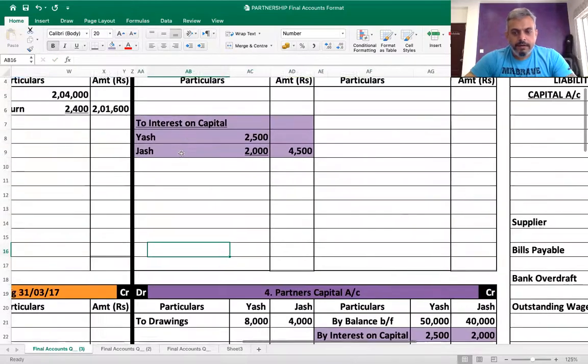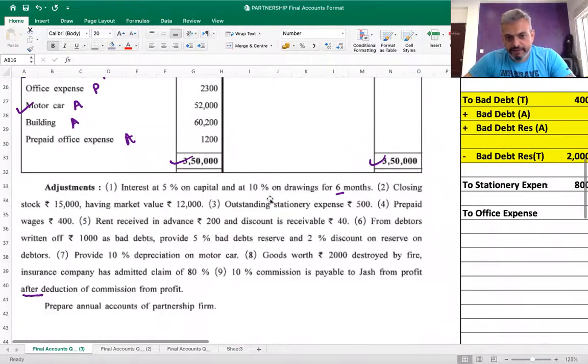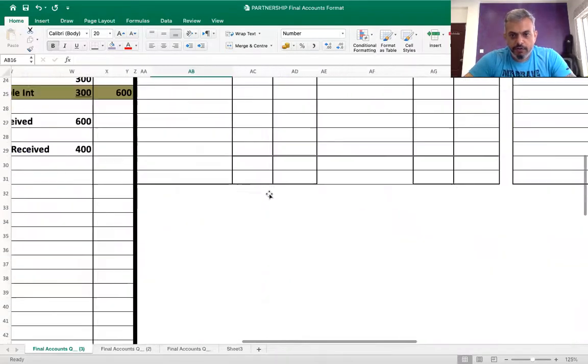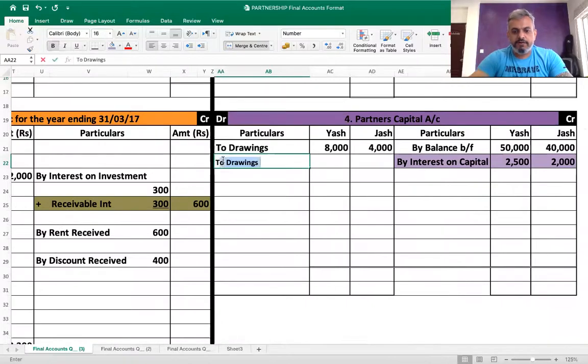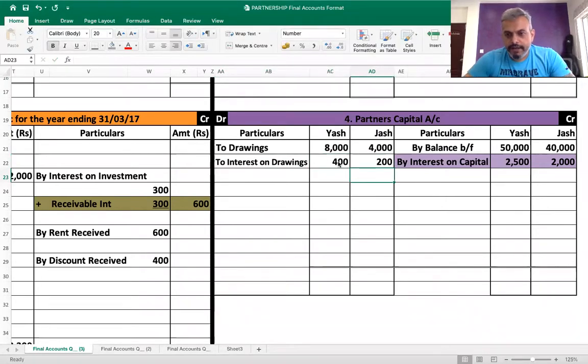Next. Now we have interest on drawings, but interest on drawing is for 6 months, so 10% for full year. So for 6 months 5%, so you can directly take 5% and calculate. So below drawings, interest on drawings. To interest on drawing 5%, so 400 and 200. 8,000's 10% is 800, so its half is 400, and 4,000's 10% is 400, its half is 200.